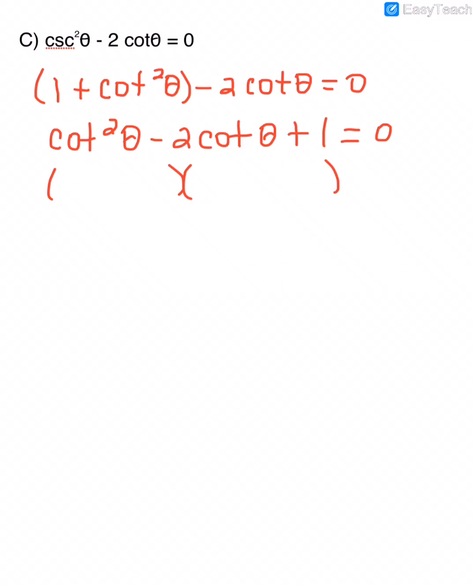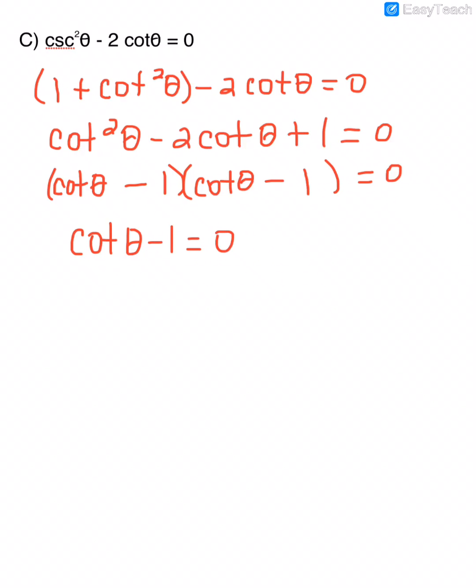And in my first two spots, I'm going to put cotangent of theta. The only factors of 1 are 1 and 1. The second sign is plus, so that tells me my signs in my binomials are going to be the same. But my first sign is negative, so I know they're both going to be minus. Okay, so since they're the same, I'm just going to take one of them and set it equal to 0 and solve. Cotangent of theta minus 1 equals 0.